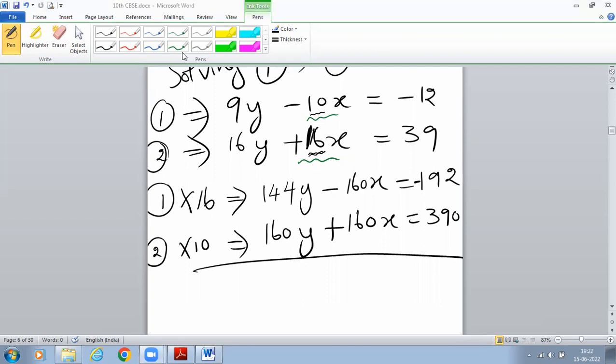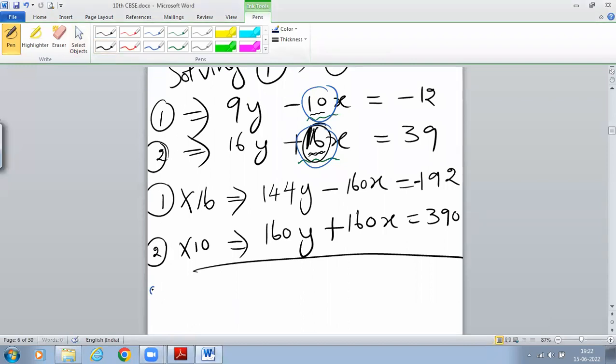Very simple. Again, I'll repeat. We are taking this 16 and multiplying with equation number 1, and we are taking this 10 and multiplying with equation number 2, to eliminate x. Now we got two equations with the same numerical coefficient and opposite sign. Since the two equations have the same numerical coefficient for x and opposite sign, we can add. So we can write it here, on adding.